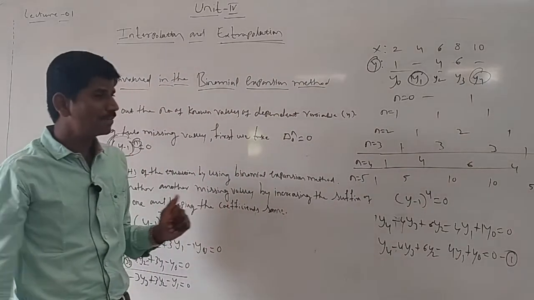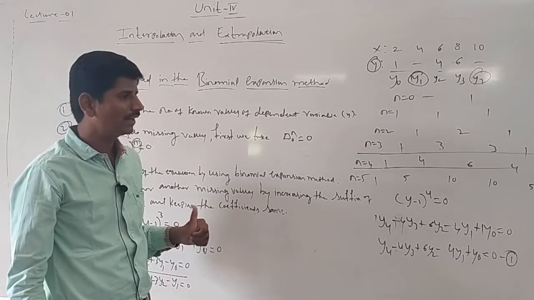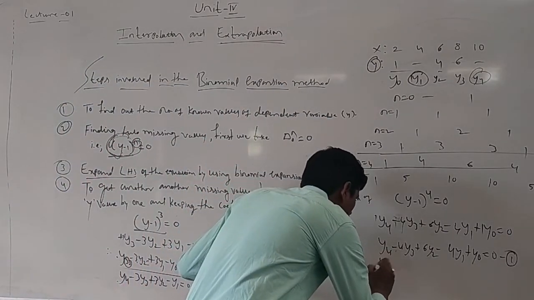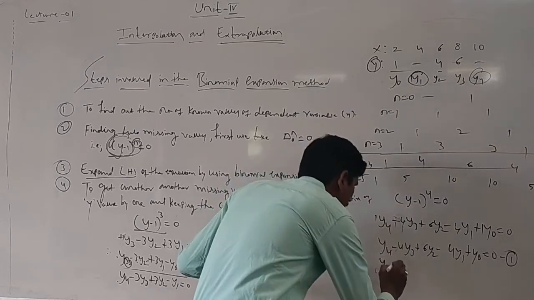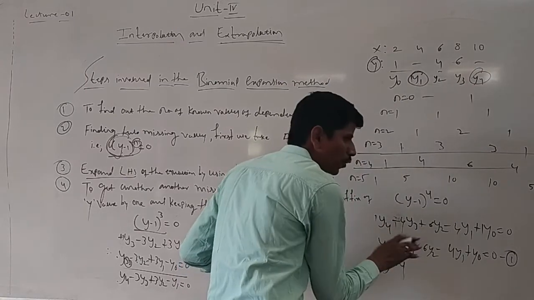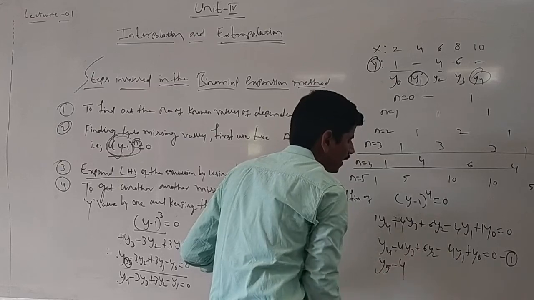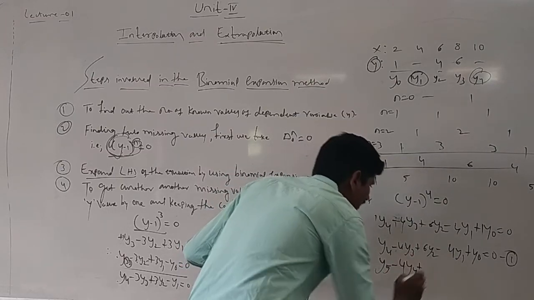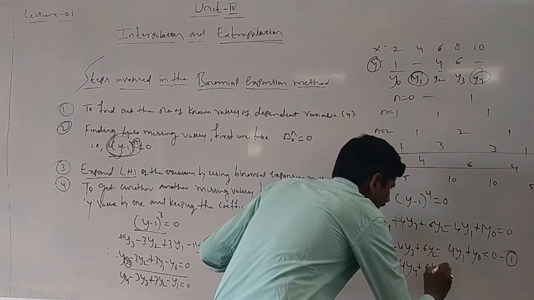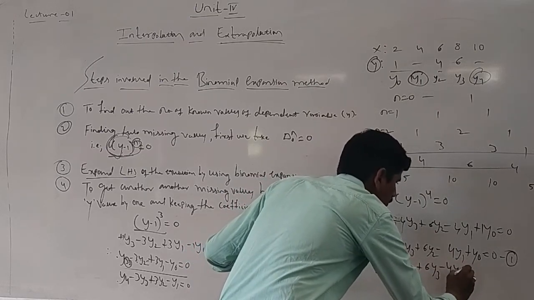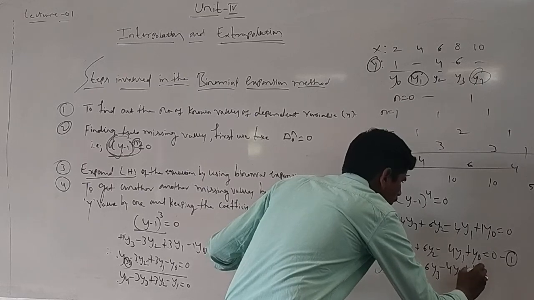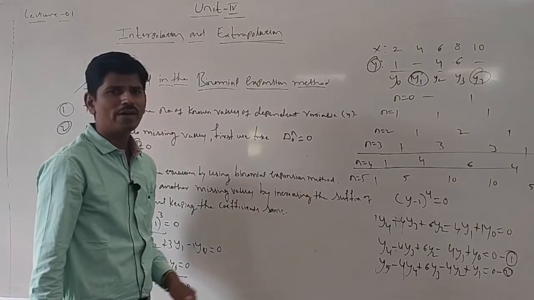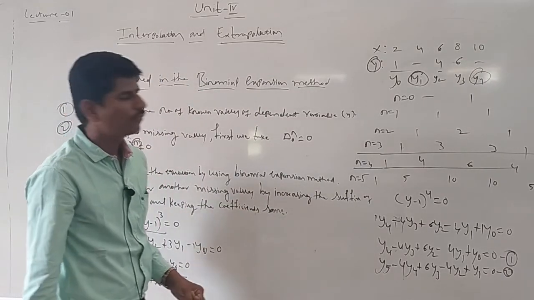Okay, the other missing values can be calculated by increasing the suffix of y value by 1. Here y4 is there, we have to take y5, 4 plus 1 is 5, keeping the coefficients same. Here 4, 6, 4, 1 are the coefficients. That is y5 minus 4y4 plus 6y3 minus 4y2 plus y1 equal to 0. It is the second equation. Here we have to substitute the values, then we get the second missing value.